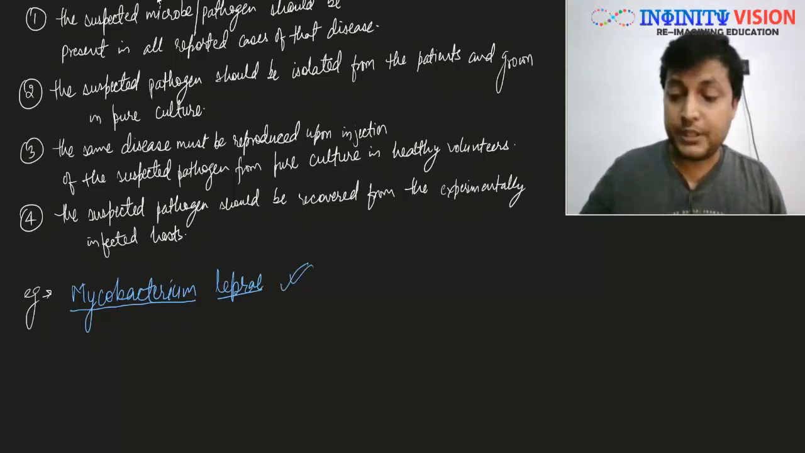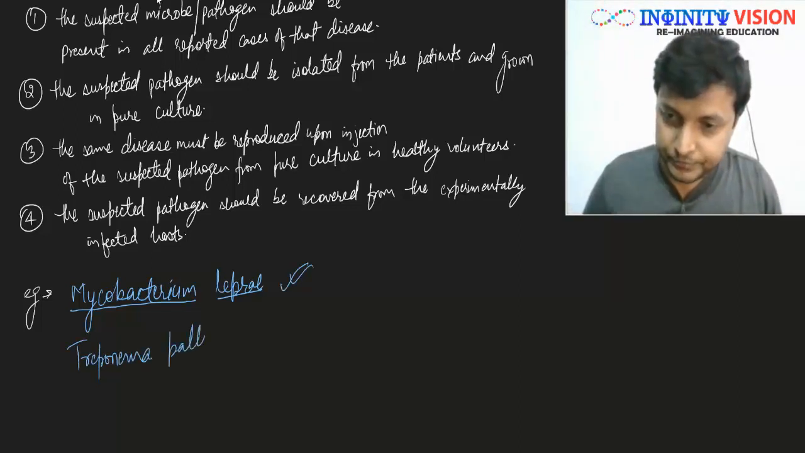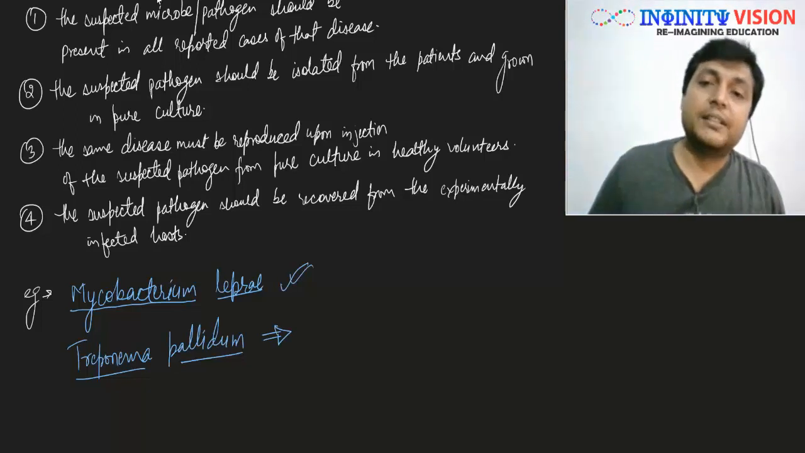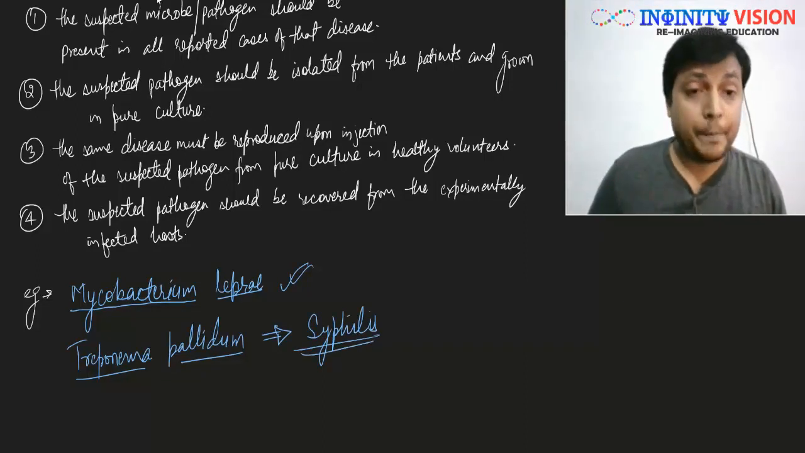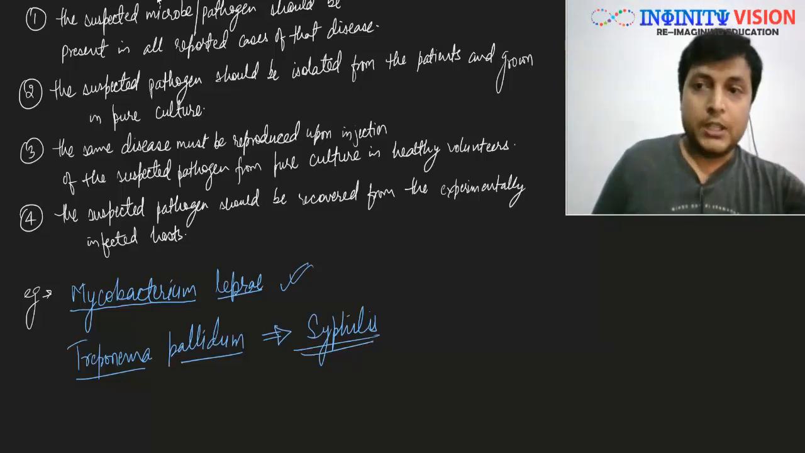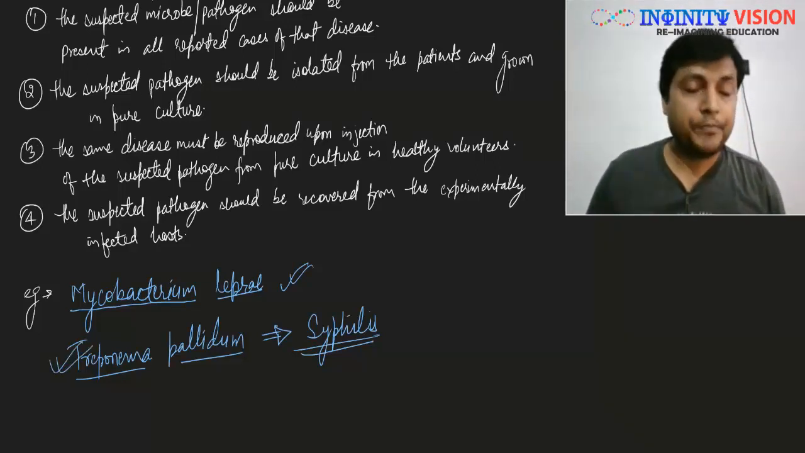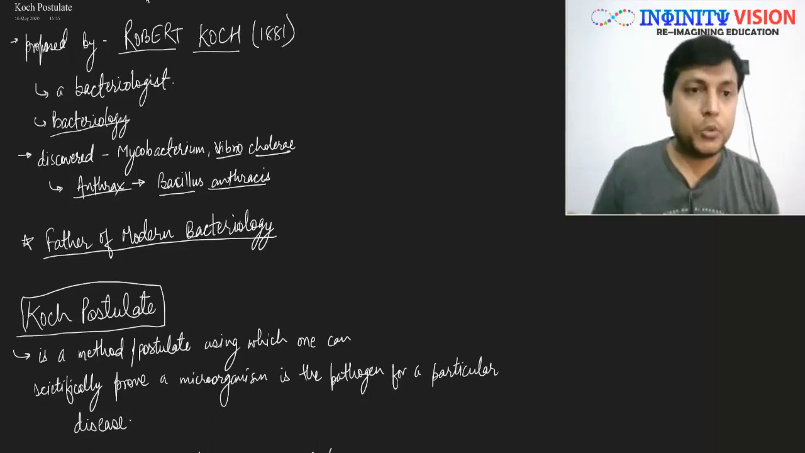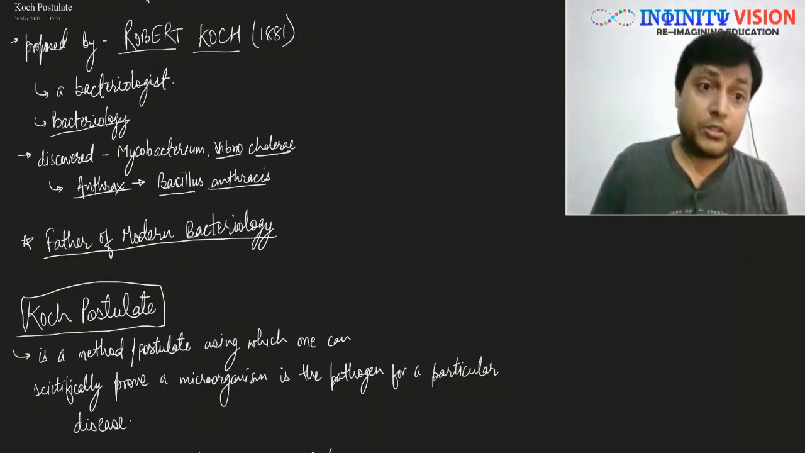Okay, the other exception is Treponema pallidum. Now this bacteria actually causes syphilis. Okay, we will talk about it, and this is also an exception. So do remember Koch's postulate, the 4 points of Koch's postulate, and more importantly the exceptions of Koch's postulate. Okay, mostly the questions are from the exceptions. So Mycobacterium leprae and Treponema pallidum. Great. Also, just keep in mind about Robert Koch. He is the father of modern bacteriology, and he was the most renowned bacteriologist of his time.